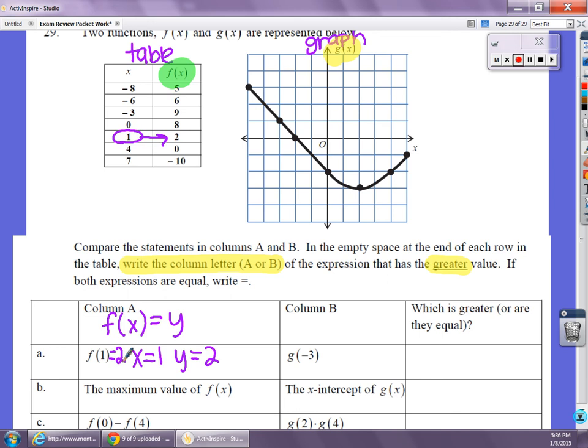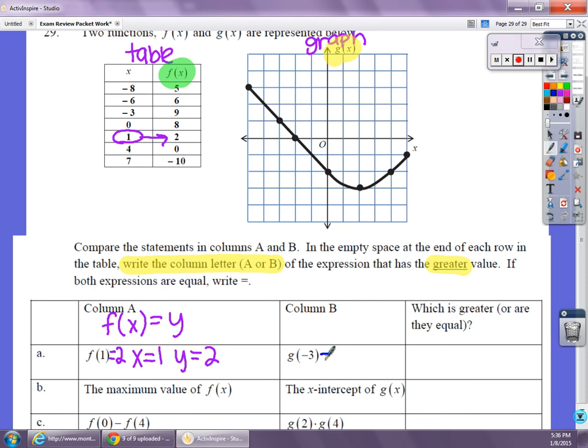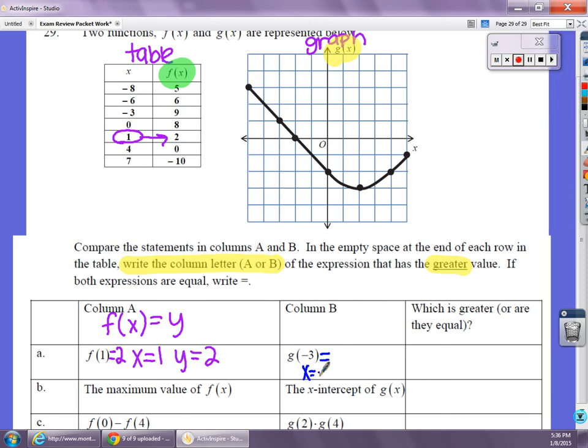Okay? And we're going to compare that to g of negative 3. So we want to know what's g of negative 3. We know x equals negative 3, and we want to know what y is. G of x is also going to equal y. So when x equals negative 3 over here, y is going to equal positive 1. So g of negative 3 is equal to 1. Remember, we're writing the column letter that is greater. So in this case, column A is greater.